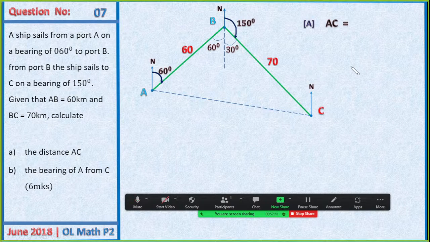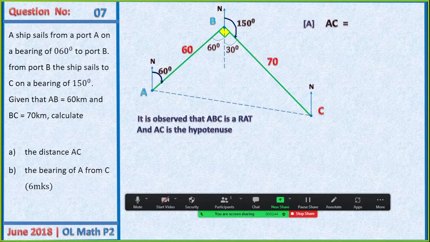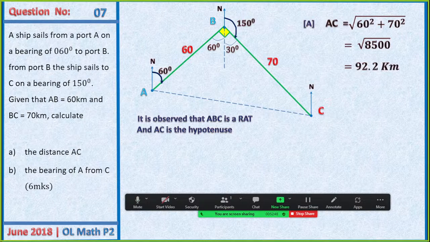So the AC now will be equal to the root of 60 squared plus 70 squared. So we have the root of 8,500. That will give us 92.2 kilometers.